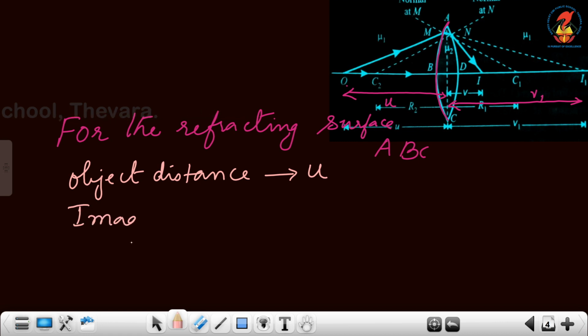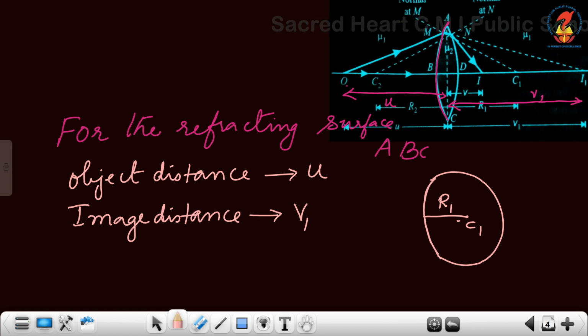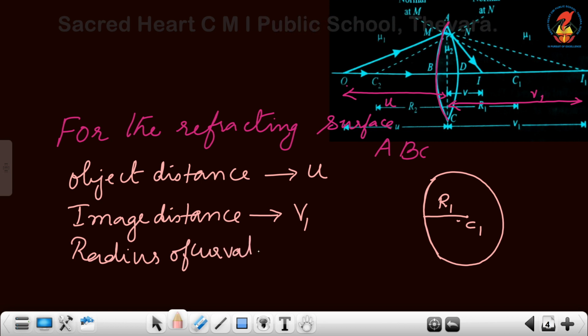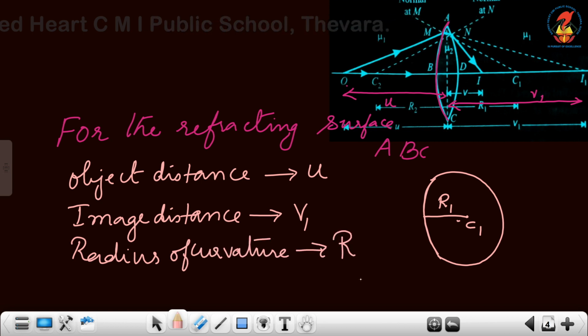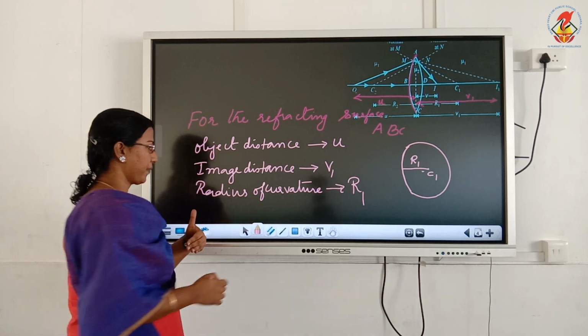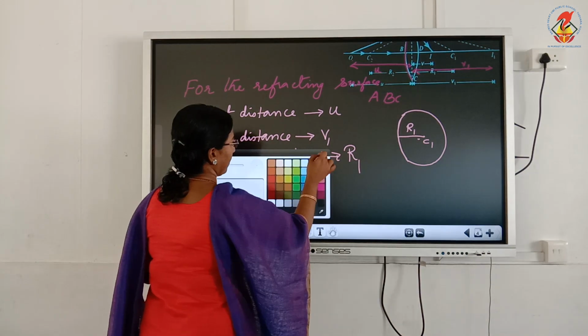Image distance is V1, not V. And also if you take the lens, the part of this surface is a part of a sphere, having a center of curvature C1. So its radius of curvature is R1. So we take the radius of curvature for the refracting surface ABC as R1. Now using these variables, we will formulate an equation by substituting them in the equation which we obtained for a convex spherical surface.